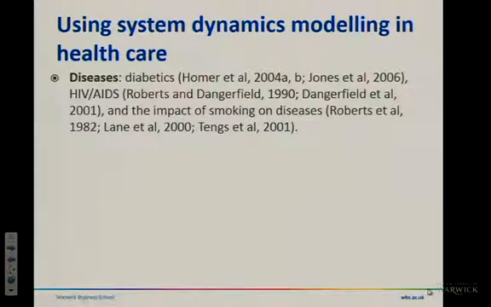We have many models that address nowadays very popular diseases like diabetes, HIV, AIDS, right? The impact of smoking on diseases. Once a person starts smoking, what are the different diseases that will happen? Not now, you will be healthy, but 20 years later, when the accumulation of many cigarettes, right, they start affecting your health.